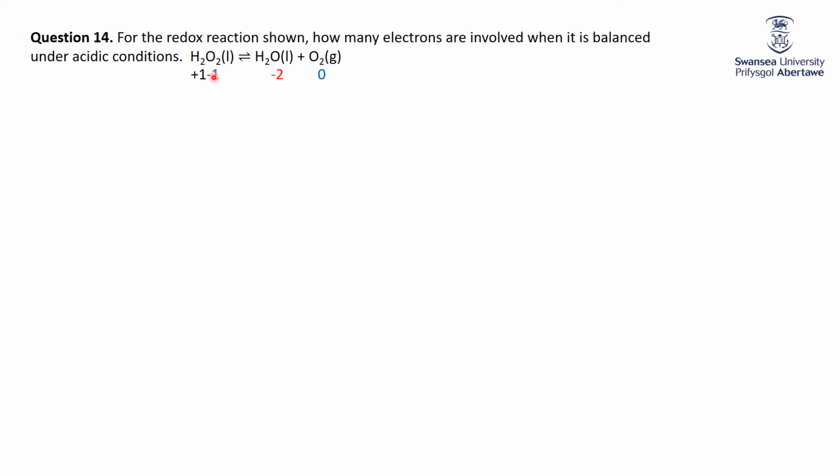The oxygens all start at -1. Some of them turn into -2. Some of them turn into 0. A disproportionation reaction is one in which one species acts as both the reducing and the oxidizing agent. One species contains the atoms that are going to be oxidized and those that are going to be reduced. So the reduction is H2O2 goes to H2O, that's the oxidation number going down. The oxidation is the H2O2 going to O2, that's the oxidation number going up.